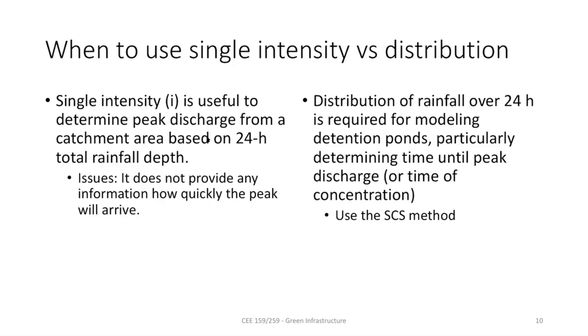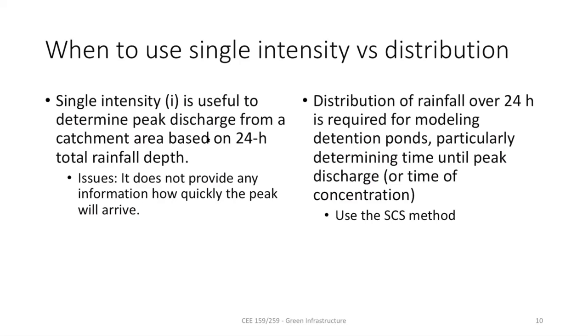This could be a potential quiz question: when single intensity is useful. But you should know that it doesn't tell anything about how quickly that peak will arrive at that spot, because that depends on how long the rainfall has been happening, what the distribution of rainfall is, all that. So it doesn't say anything about the speed, or how fast the peak will appear at a certain monitoring point or at the locations of your green infrastructures.